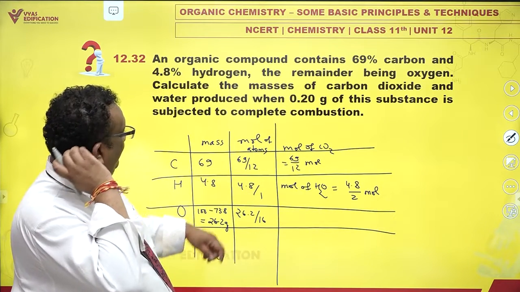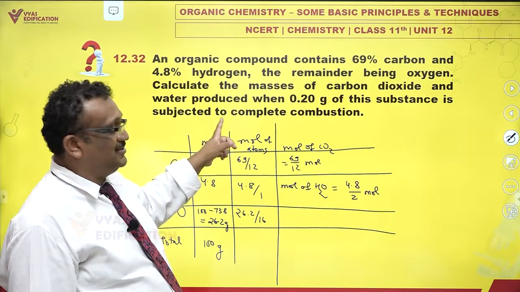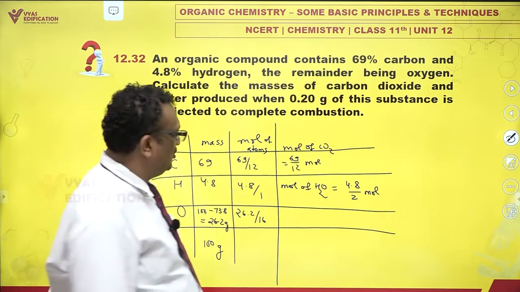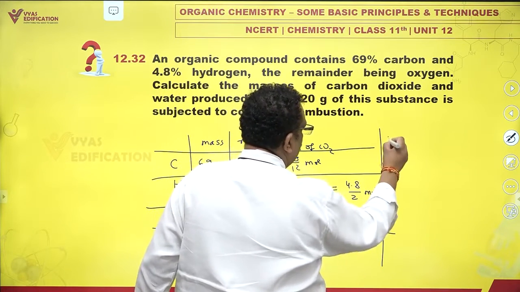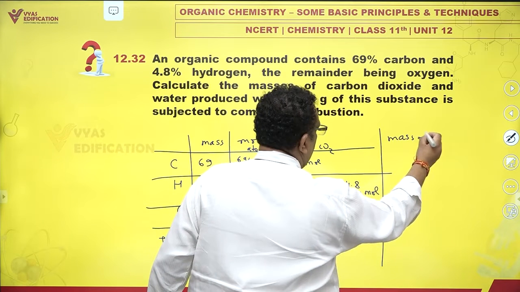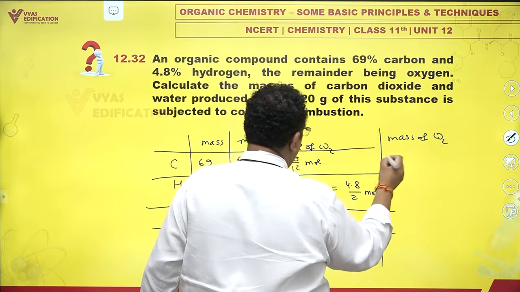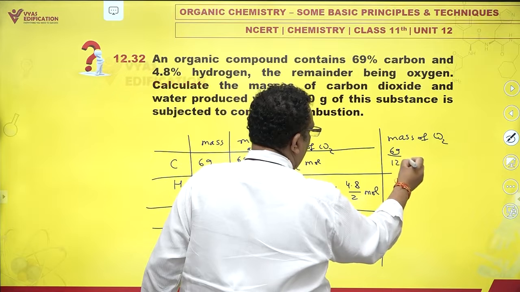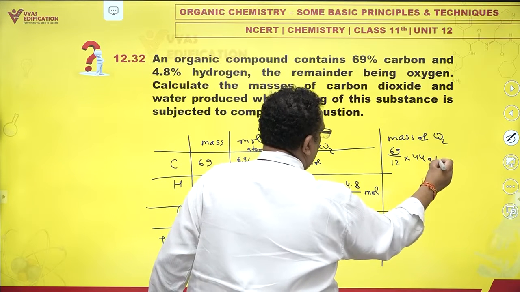Fine. And we wanted the masses. So let's calculate mass, that's not a problem. The mass of CO2 would have been 69 by 12 into 44.